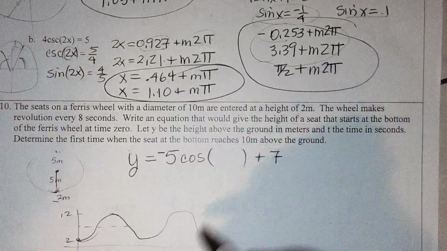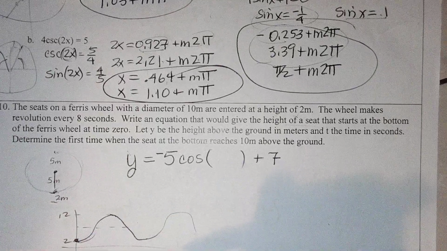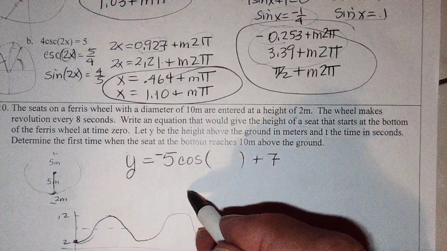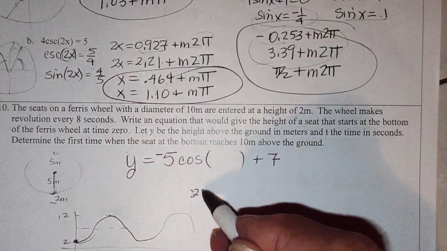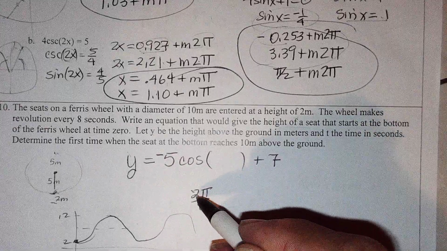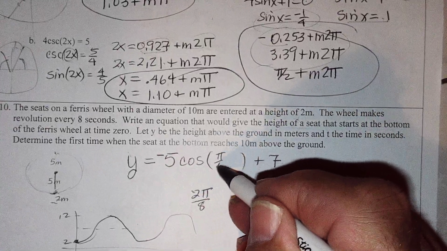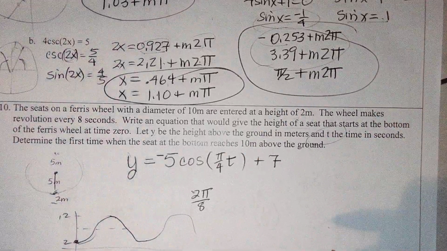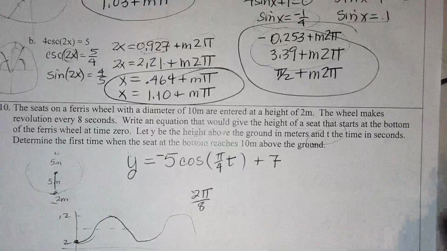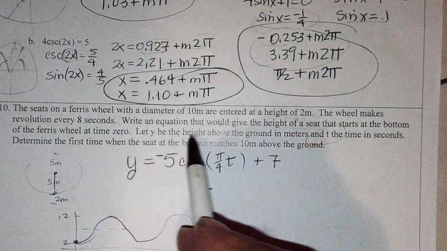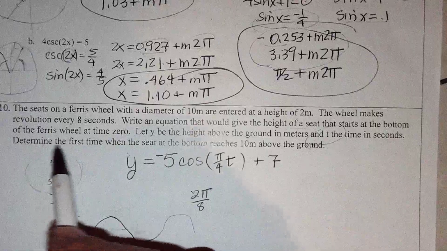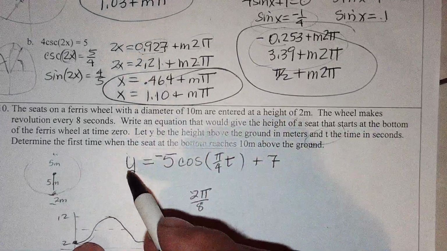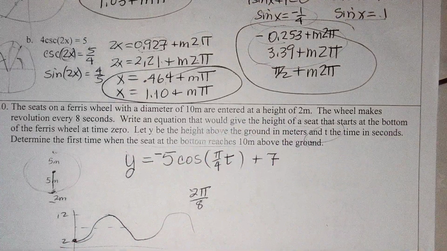And now I just got to get the period right because it starts right on it. And it says it's 8 seconds, so we got to do 2 pi divided by 8, which is pi over 4 times the time. They said use t for the time. So there's the equation. Let y be the height above the ground. Determine the first time the seat reaches a height of 10. So we'd set this equal to 10.